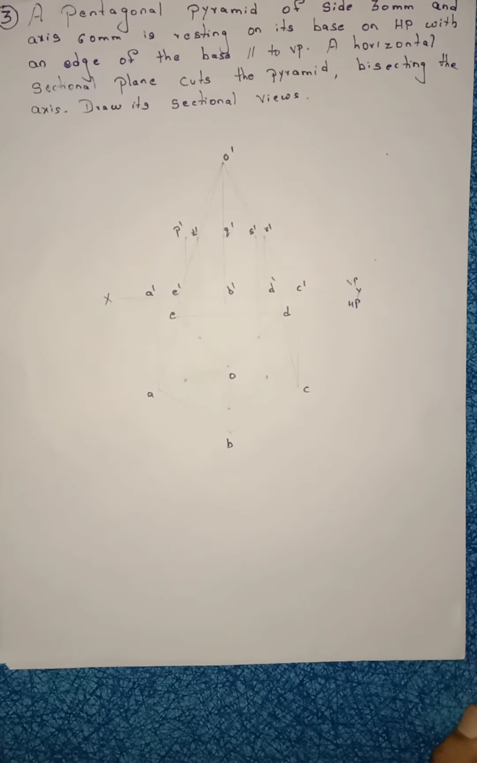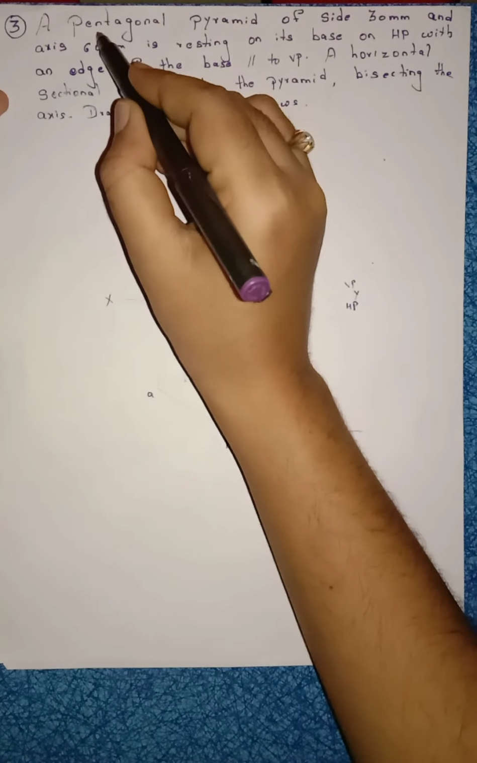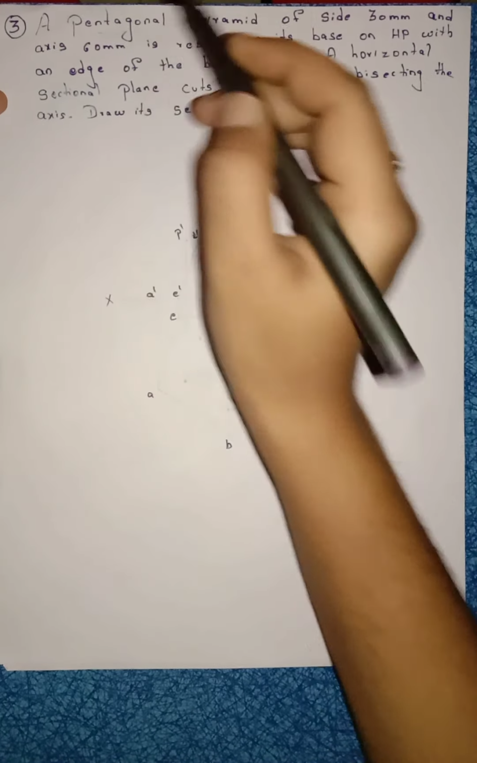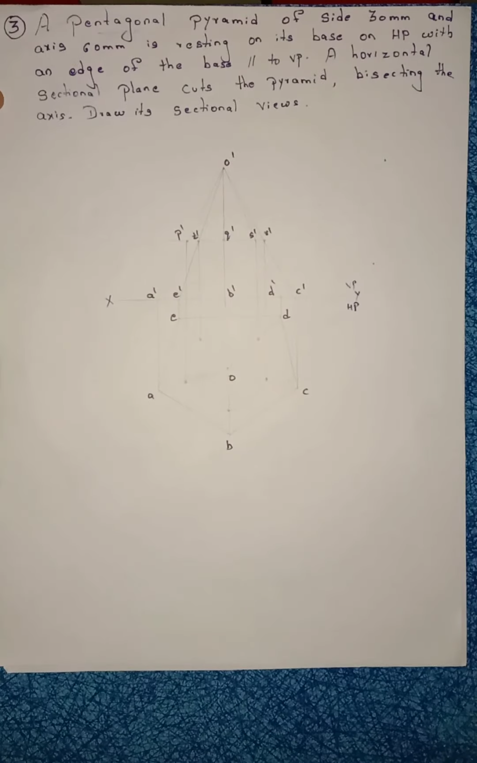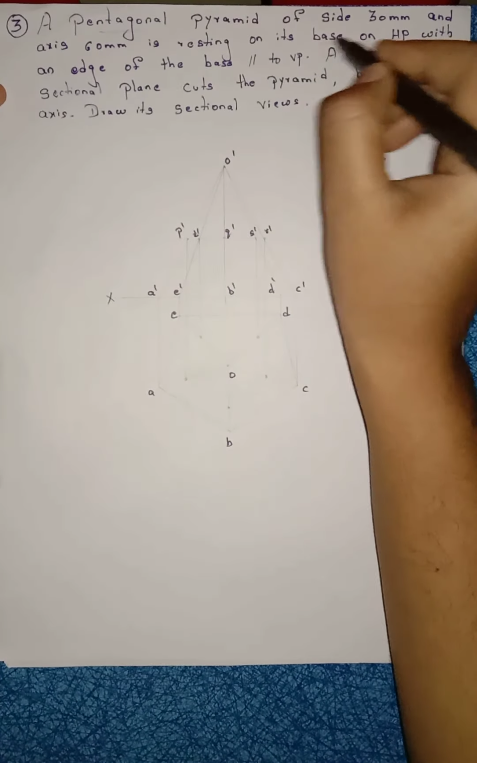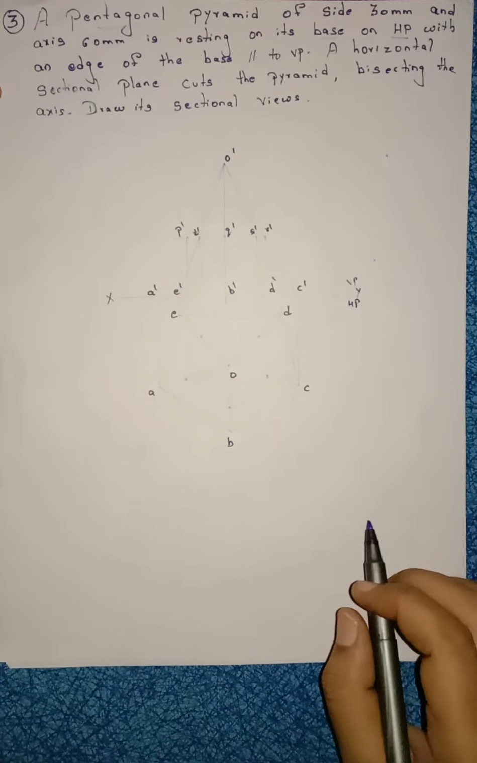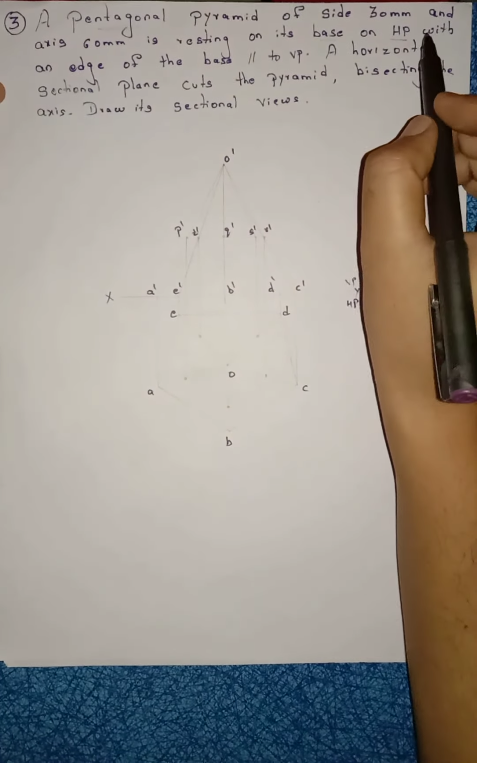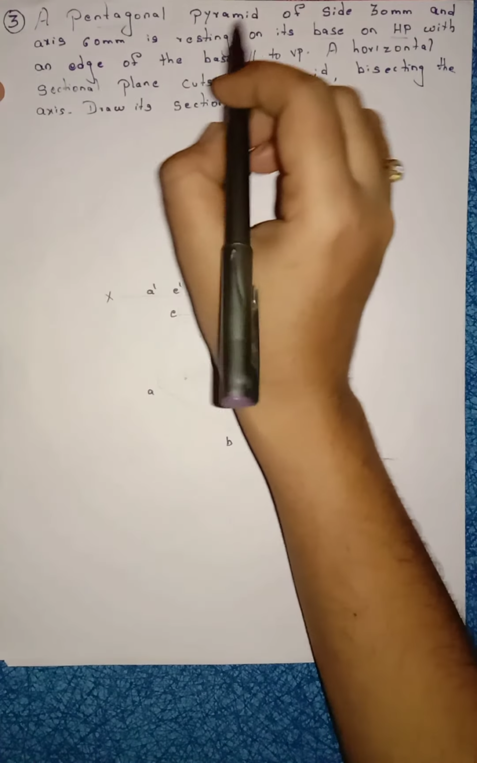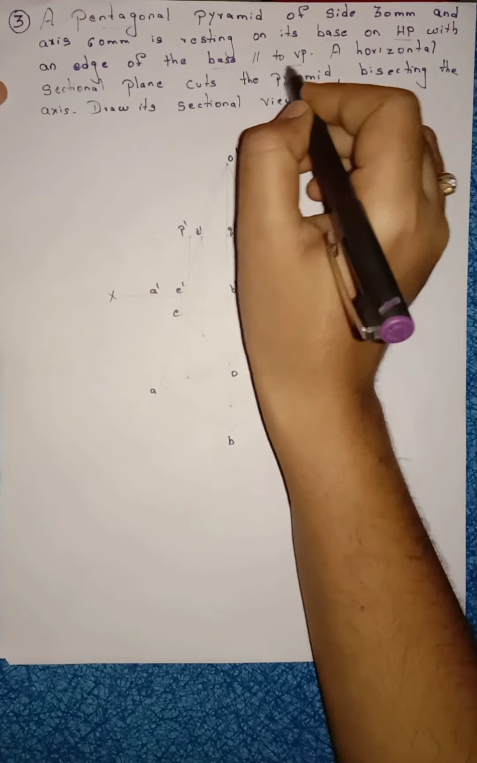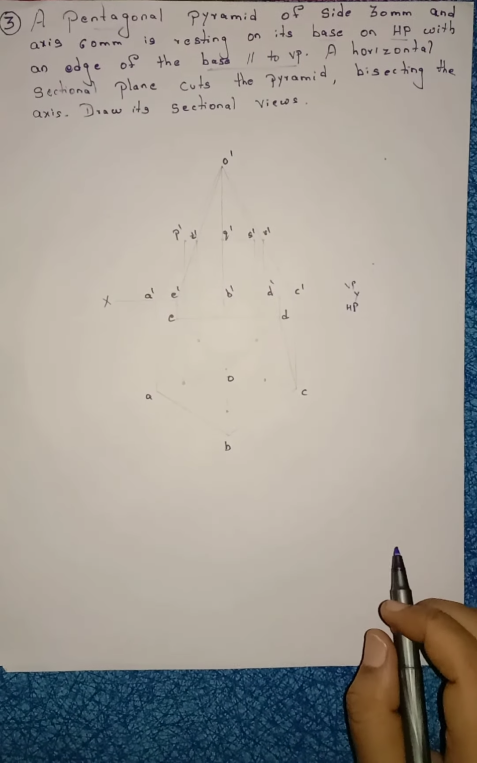Now what is the first part? Name of the polygon is pentagon. You have to construct a pentagon here. What is the condition? Base on HP. He continued the question with an edge of the base parallel to VP. He mentioned this condition also.